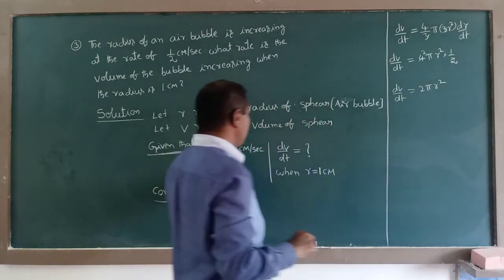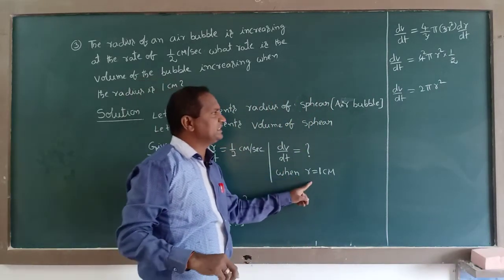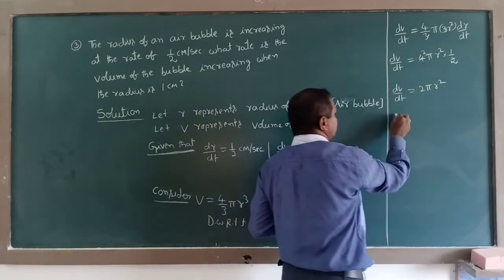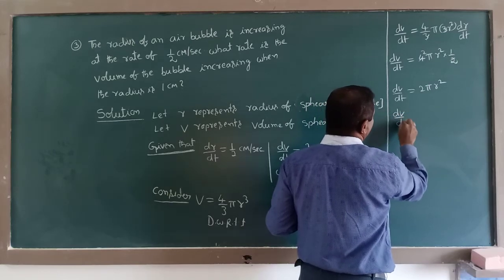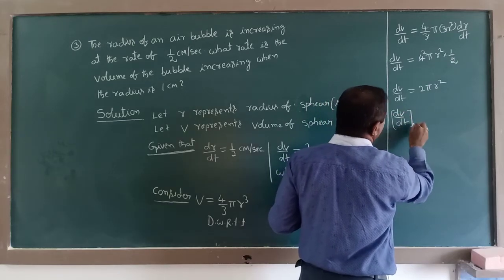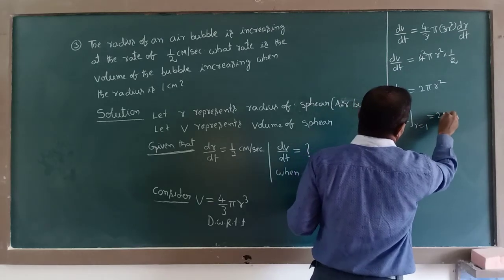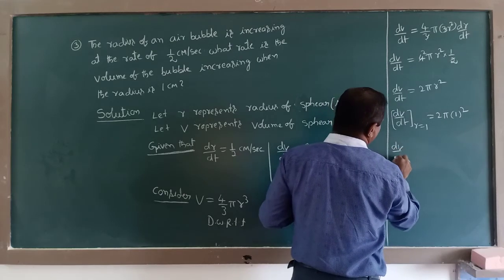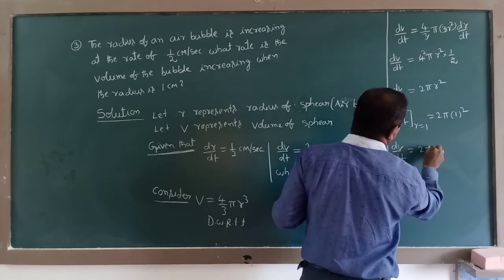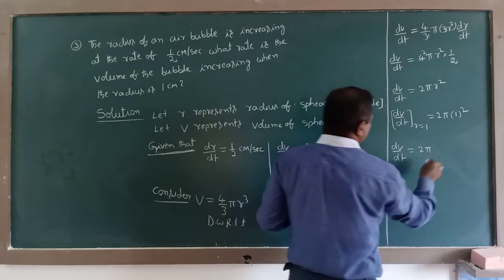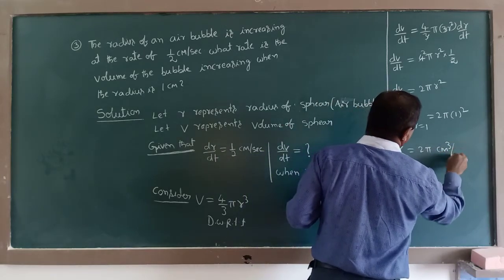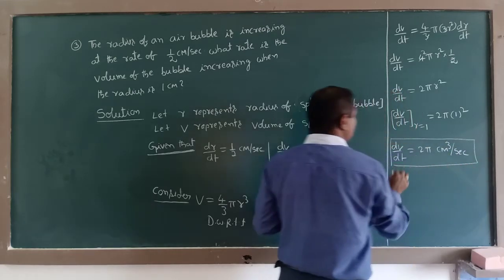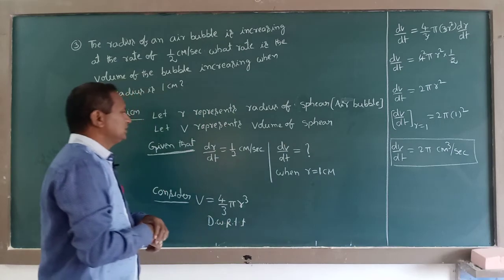At the same time, the r value they also gave. R value is 1 centimeter. So instead of r we are substituting 1 here. That is dv by dt when r is equal to 1. At that time we can write 2 pi into 1 square. That is dv by dt is equal to 2 pi centimeter cube per second. It is the rate of change of volume, 2 pi centimeter cube per second.